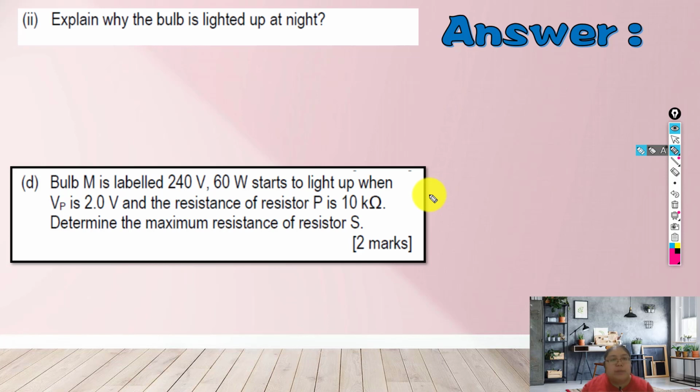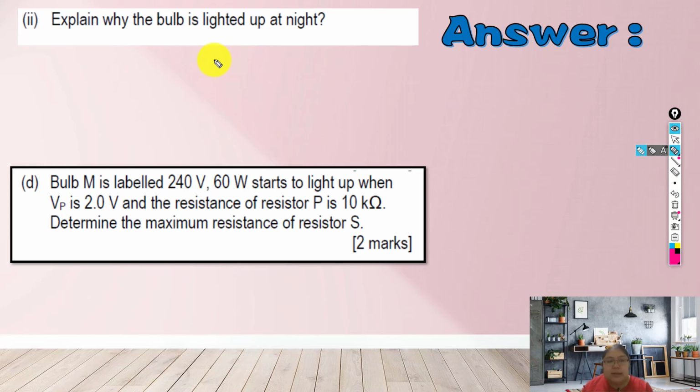Now they say explain why the bulb lights up at night. So we're using the concept. During the night, you must say the resistance of the LDR is high. When it becomes high, then what happens? The potential difference automatically increases. Then there is base current passing through the transistor. Then the transistor switches on, and the collector current flows. Then the collector current can switch on the bulb.